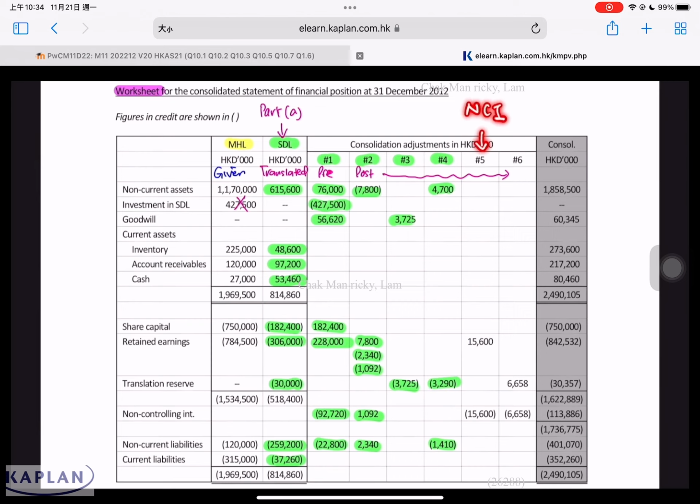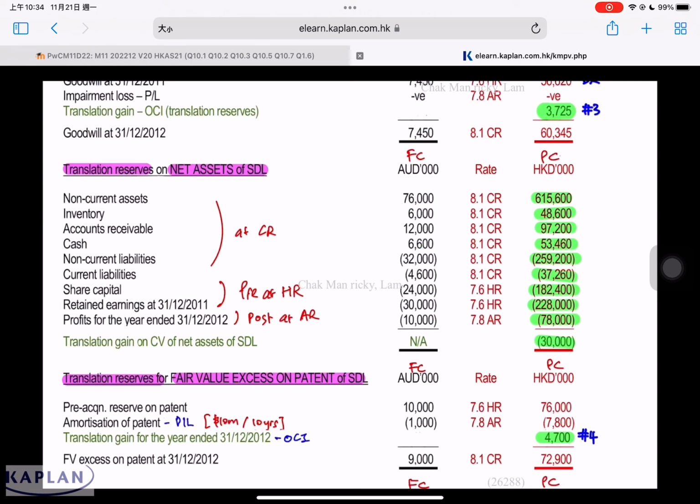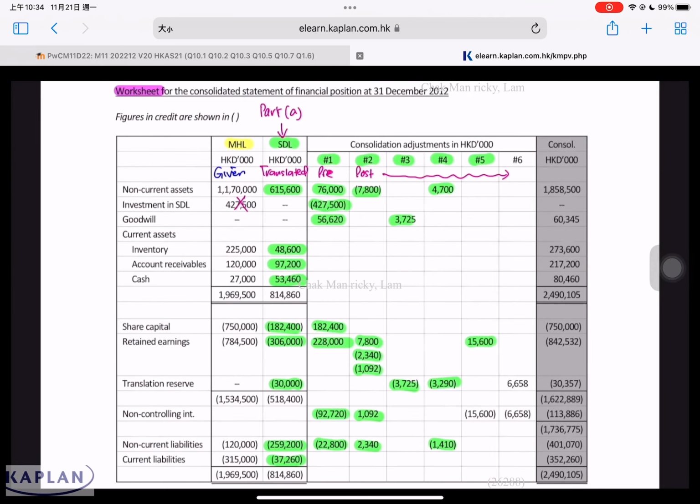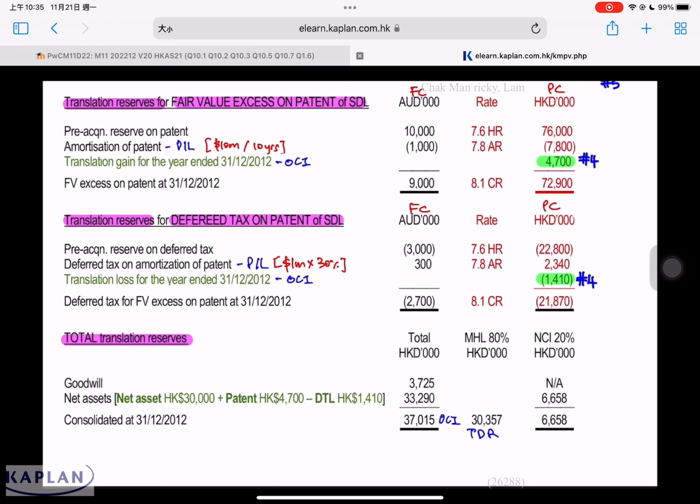Entry number 5 is to let NCI share the post-acquisition profits. The post-acquisition profit for the year is equal to 78,000 multiplied by 20% equals Hong Kong dollar 15,600. This is NCI share. This will be entry number 5. Debit profit and loss, credit NCI 15,600. Take and put it here. And the last entry is to let NCI share the translation differences of 6,658. This is entry number 6.